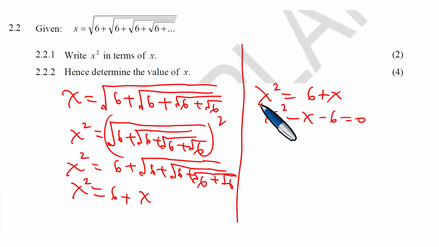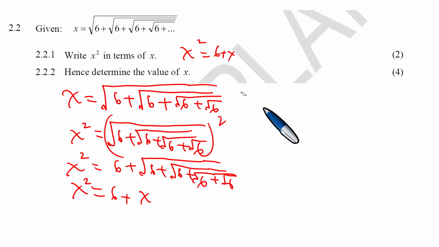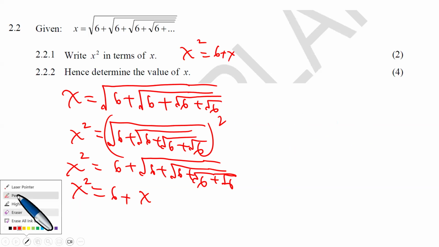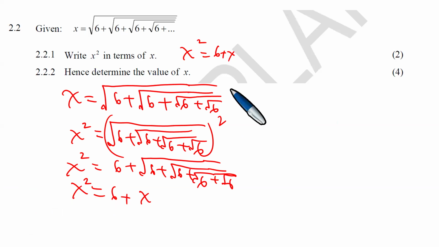All right. So obviously, the first question was to write x squared in terms of x. The answer will be that x squared is 6 plus x. That would just be the answer, and that is enough. We can stop here at this point, noting that x squared is 6 plus x. Let's get to the next point.